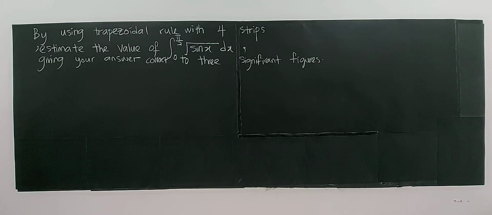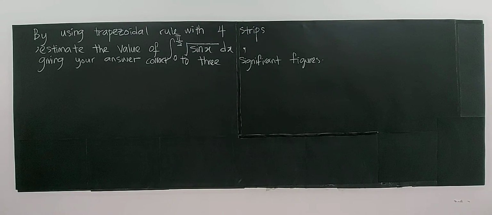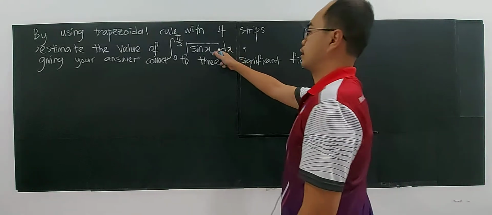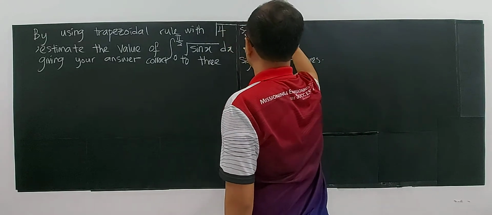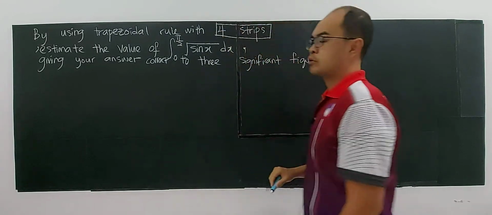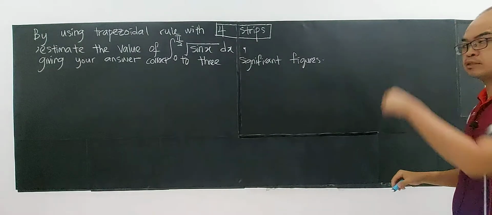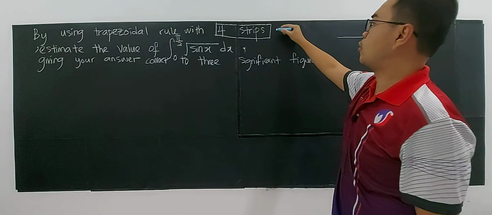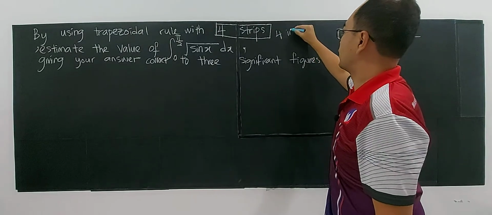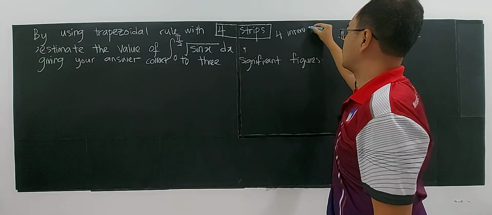This will be another example of the trapezoidal rule. This question is saying that by using the trapezoidal rule with 4 strips, estimate the value of this integral. Here we are using 4 strips. 4 strips here means 4 strips of trapezium, or simply it is equivalent to 4 equal sub-intervals.